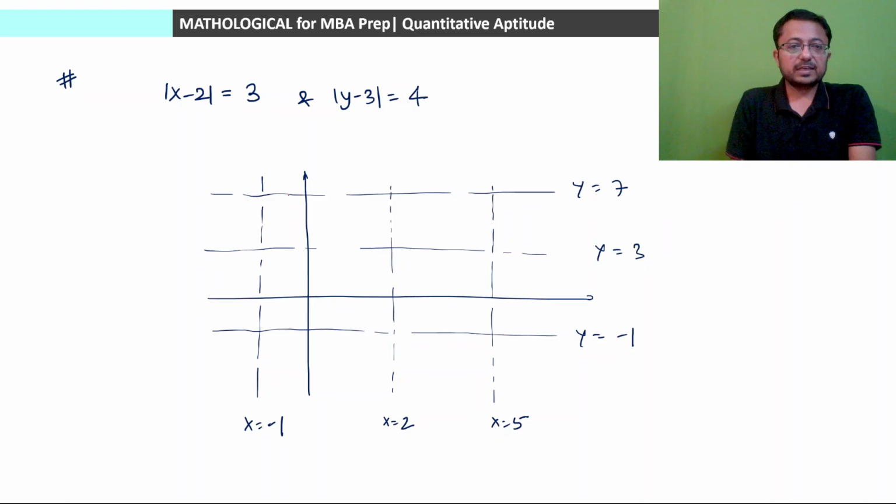So the shape of the graph will be x equal to minus 1, y is equal to minus 1, x equal to 5, and y is equal to 7. This is the shape of the graph. Area under the curve.